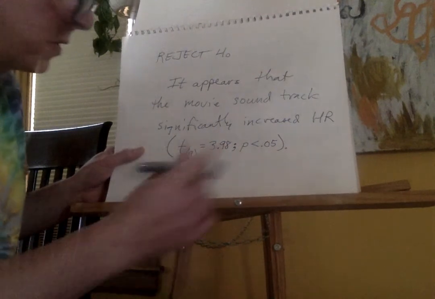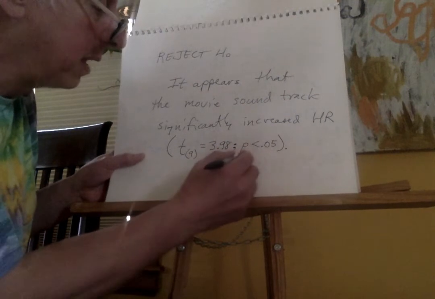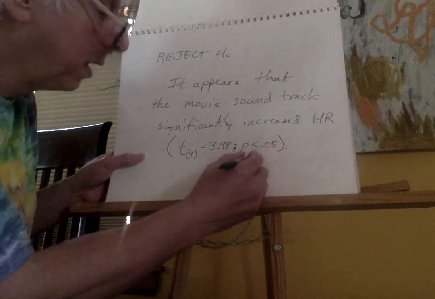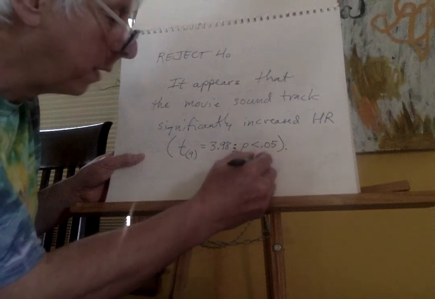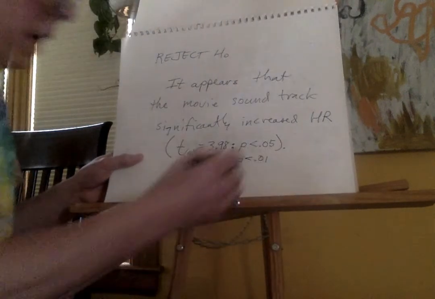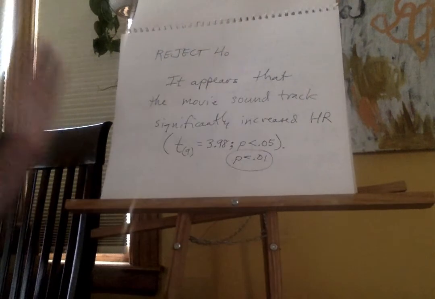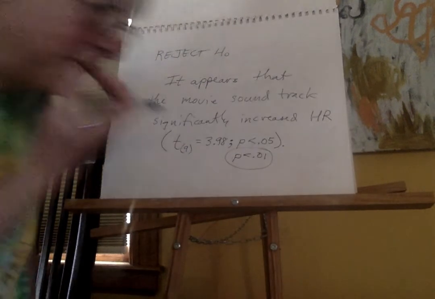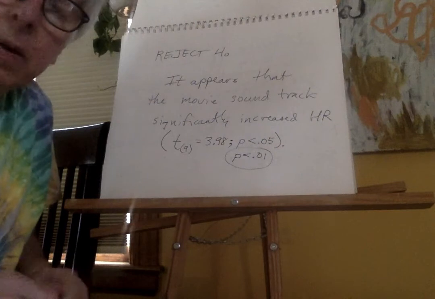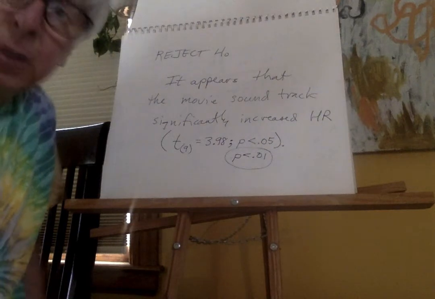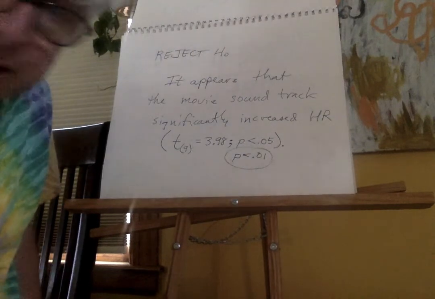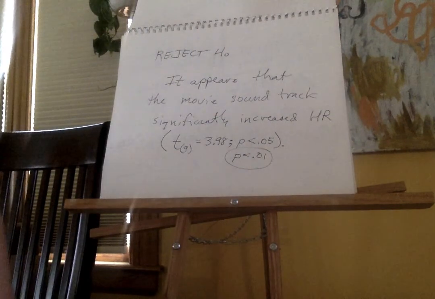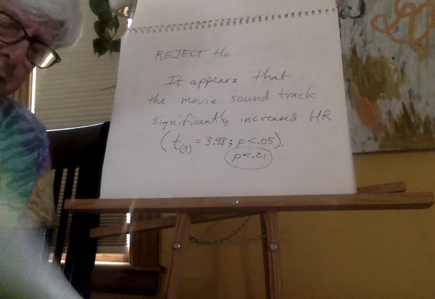Sometimes, instead of p less than 0.05, people will write p less than 0.01. And you might think to yourself, what the hell does that mean? Okay, well, let's take a minute and look at our book for that critical value again. I'll give you a minute to get your book.